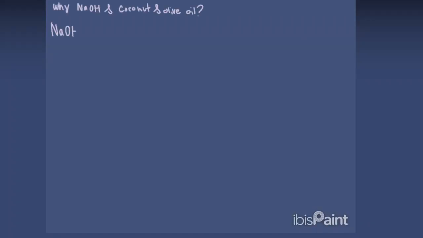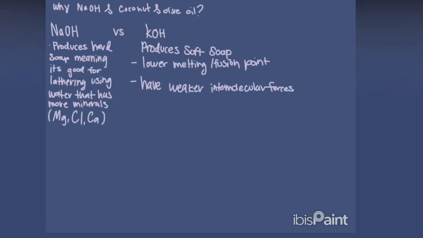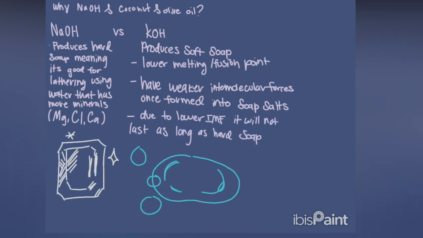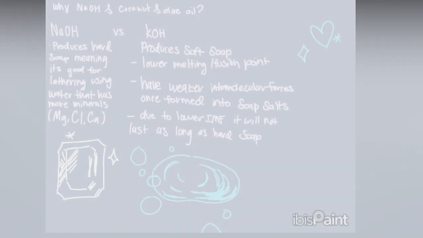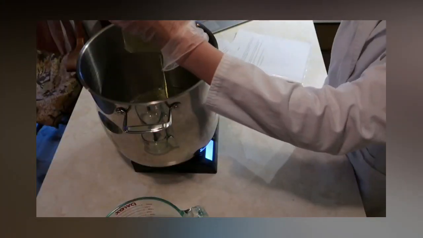So why did we use sodium hydroxide instead of potassium hydroxide for creating soap? Sodium hydroxide produces hard soap, meaning it's good for lathering, and also is good in water that has a lot of minerals. Potassium hydroxide produces soft soap, also has a lower melting point and weaker intermolecular forces, and so it is used up a lot quicker.